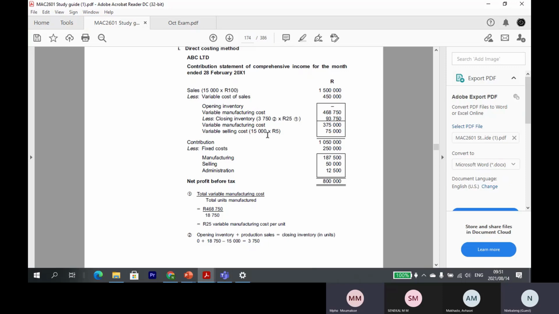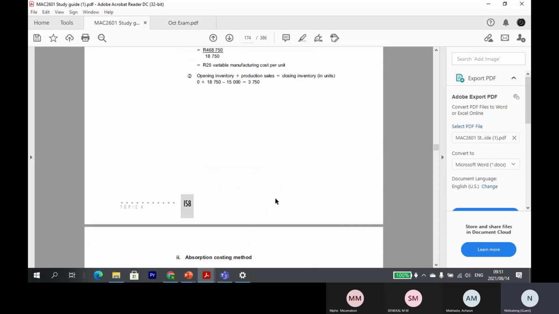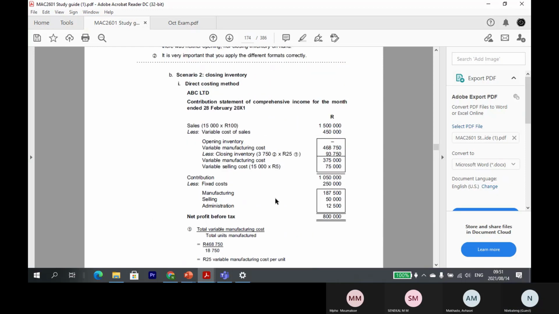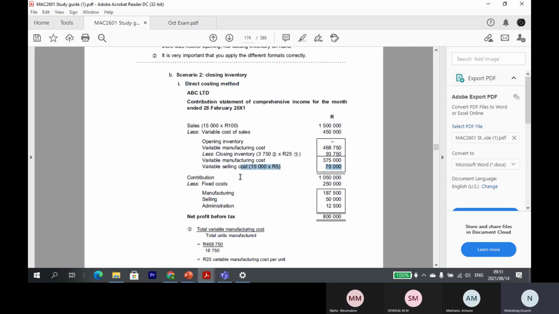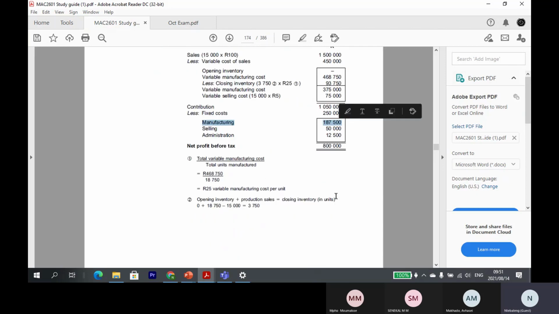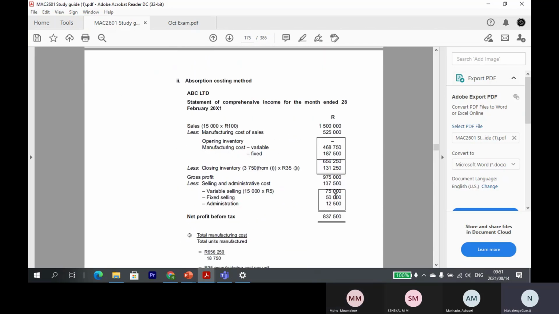A variable will change, yes, but the fixed stays the same, right? But then it depends on which method you are on. Under the direct costing method, your fixed comes after your contribution as a fixed amount, like 187, a total cost.